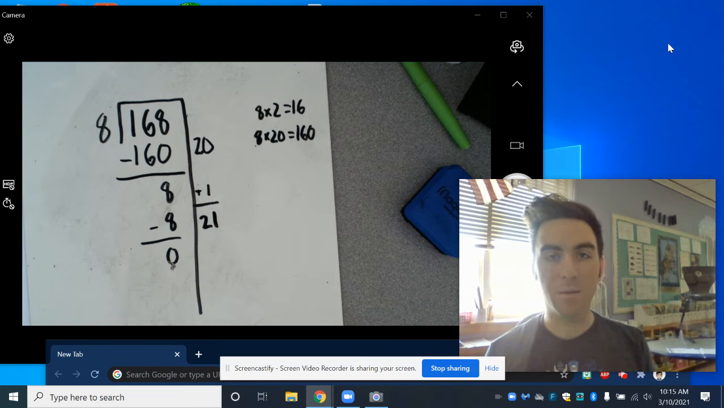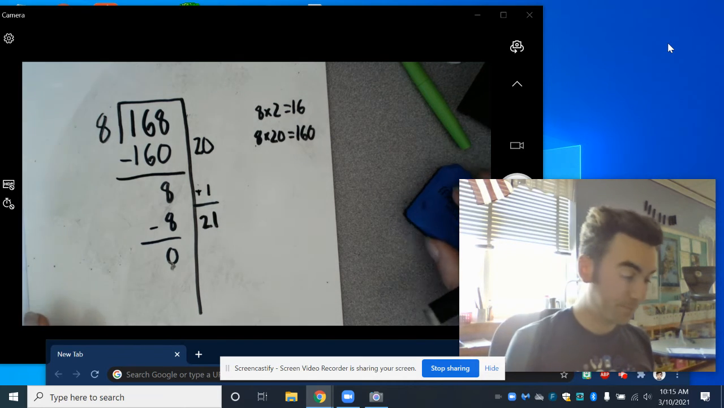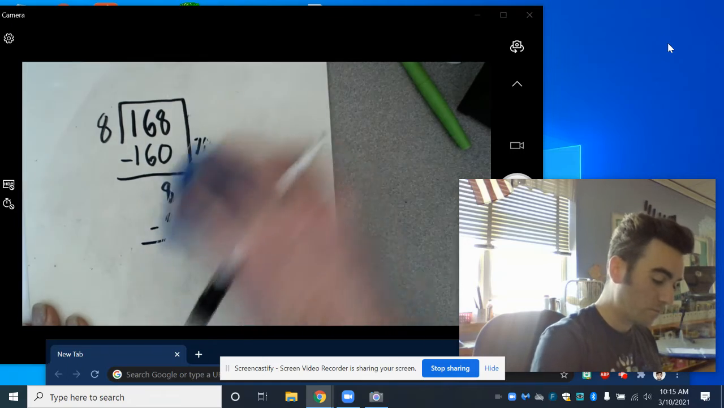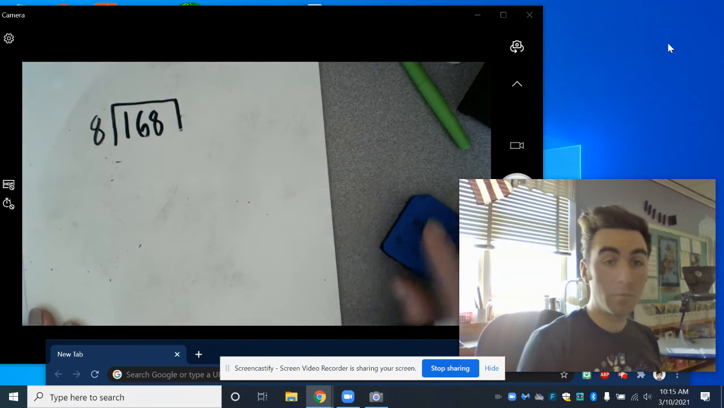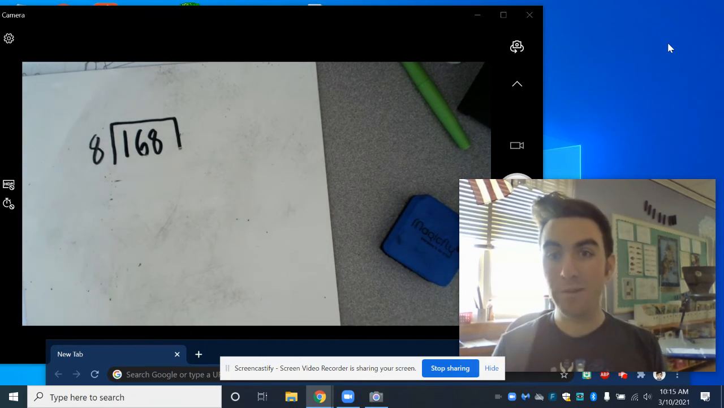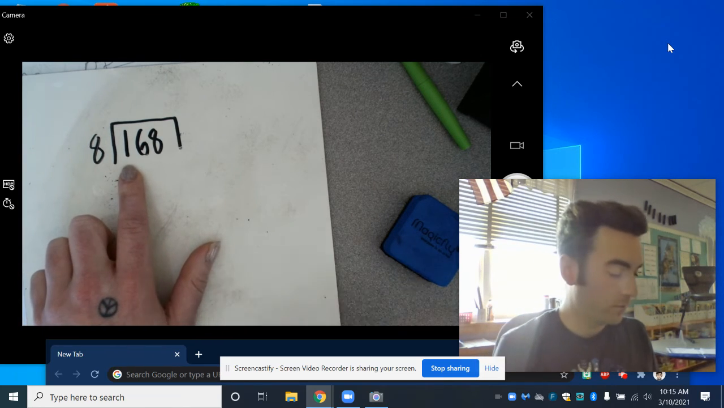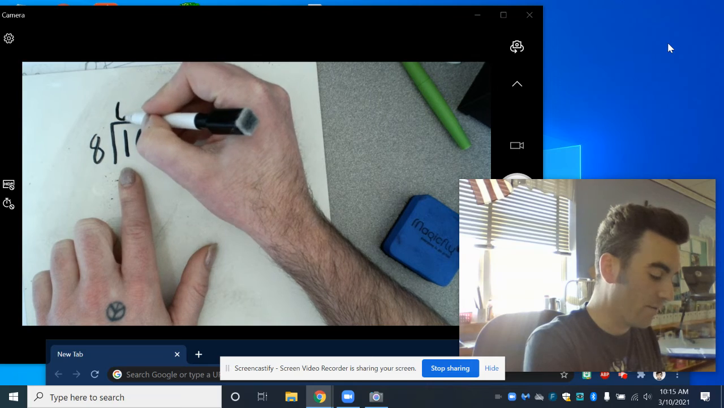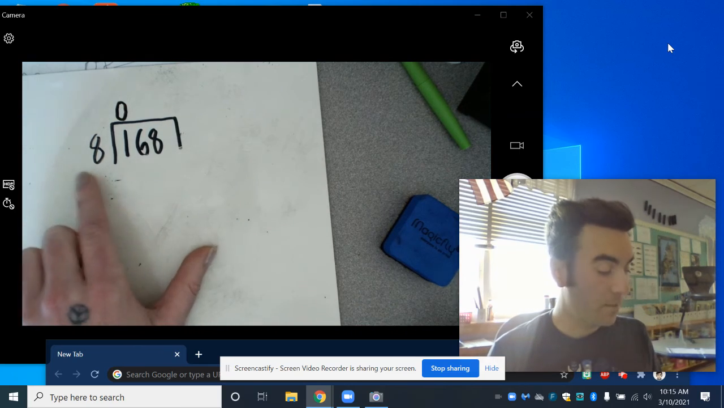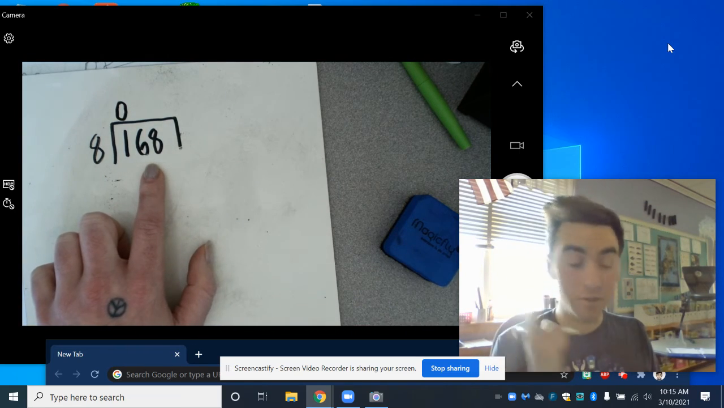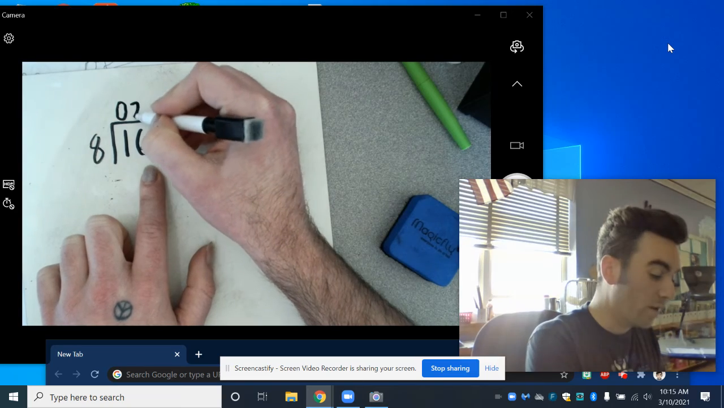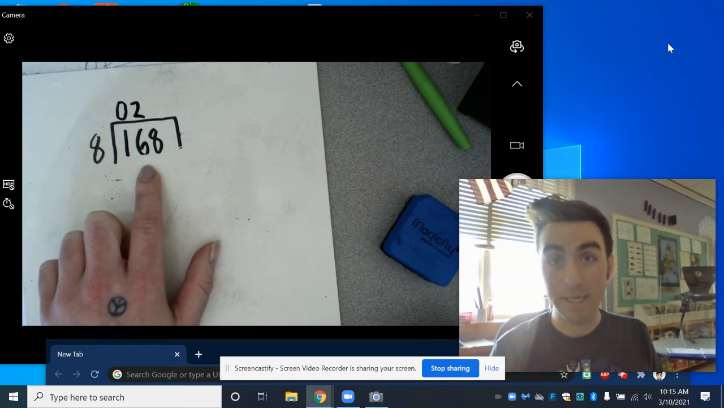Let's try doing this problem with the standard algorithm. Okay, well, this one's going to be very similar. 8 does not go into 1. I'm going to put a 0 here because I know that I have no groups of hundreds. But 8 goes into 16 2 times. But remember, we're in the tens place, so it's actually 20 times.